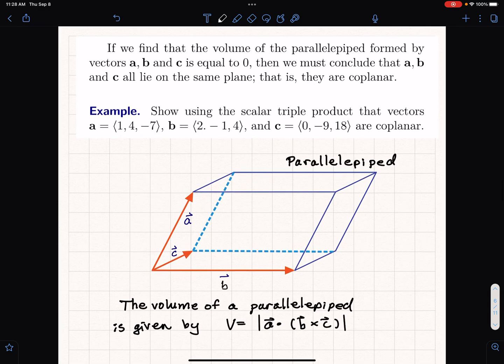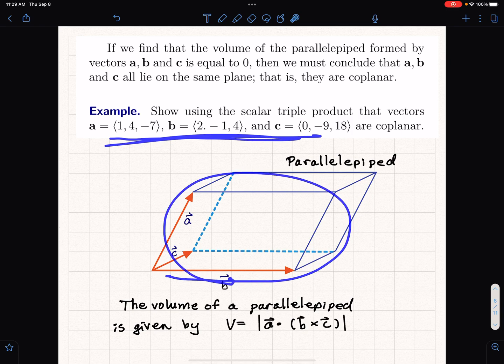Now what we see is that if we use the volume formula, and this formula gives 0, then we're going to conclude that these vectors A, B, and C all lie in the same plane. And we start off by saying that we're going to show that they're coplanar. So we already know, they're telling us it's coplanar. Now this is a little proof. We're going to show they're coplanar by finding the triple product and seeing that the triple product is 0. So in fact, these vectors do not apply for this figure.